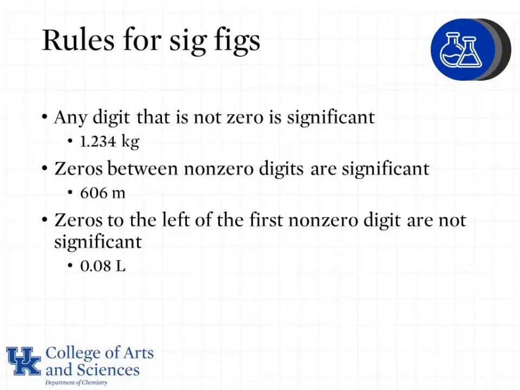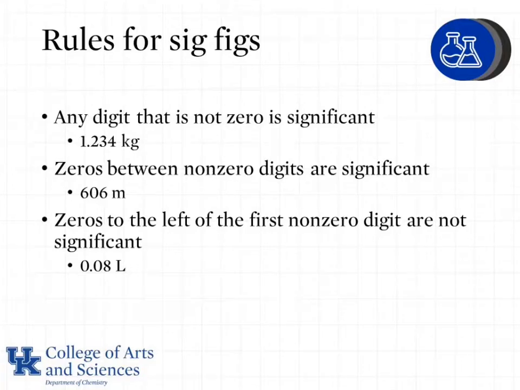The first rule is that any digit that is not 0 is significant. This is the easiest rule. When we get into looking at zeros, things get a little bit more complicated. So if it's not a 0, it's significant no matter where it is in that numerical value. When we look at the number 1.234, we have 4 non-zero digits, so all of those values would be significant.